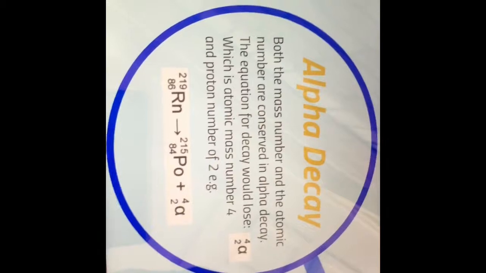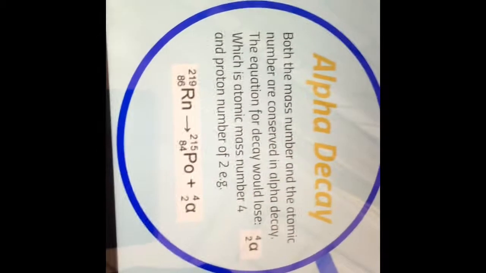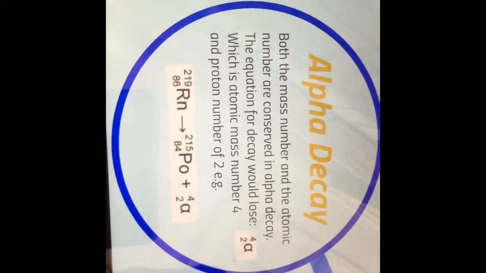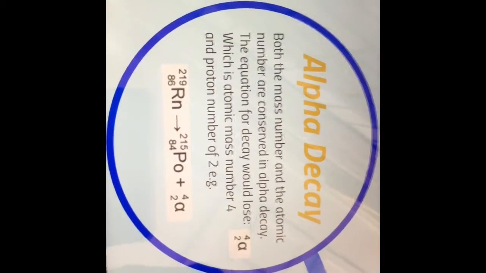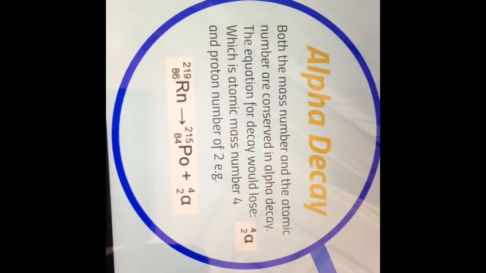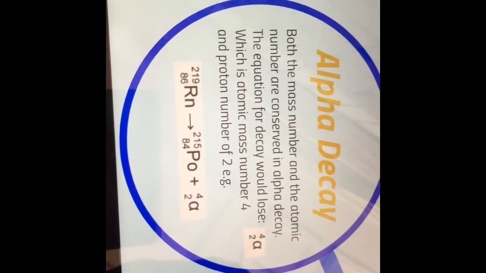Nuclear reaction. Alpha decay. Both the mass number and the atomic number are conserved in alpha decay. The equation for decay would lose 4, which is atomic mass number 4 and proton number 2.